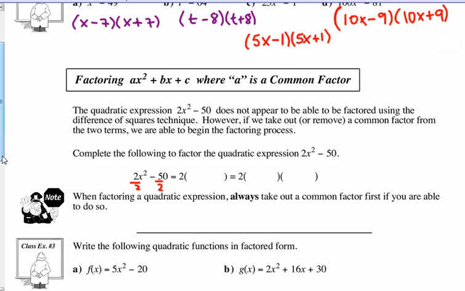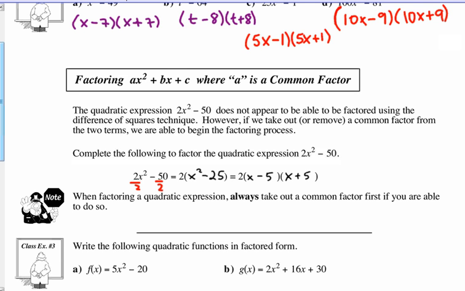So what's left inside? Well, let's divide. 2x squared divided by 2 is x squared, minus 25 divided by 2. Hey, is that something special? Yeah? It's a difference of squares. So that becomes 2 times x minus 5 times x plus 5.